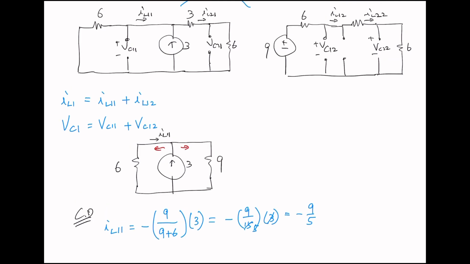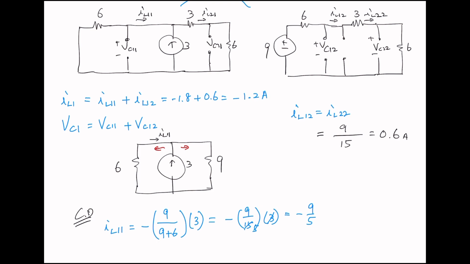So for IL12, by looking at the circuit, it is one giant loop, and IL12 is the same as IL22, and there are 3 resistors and 1 voltage source, so that equals V over total R, 6 plus 3, 9, 9 plus 6, 15, and that is 0.6. Therefore IL1 equals IL11, which is negative 9 over 5, that is negative 1.8, plus IL12, which is 0.6, so we have IL1 as negative 1.2 mA.